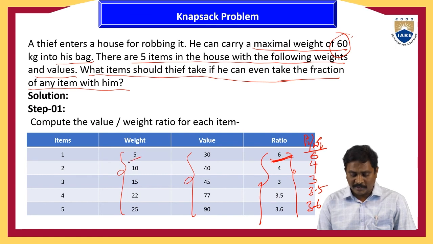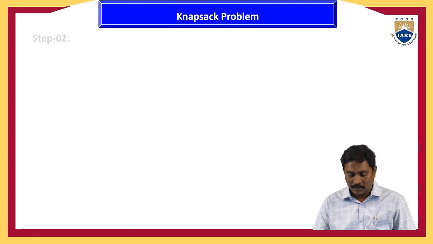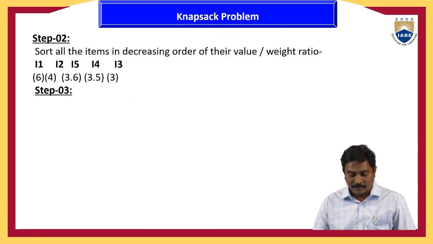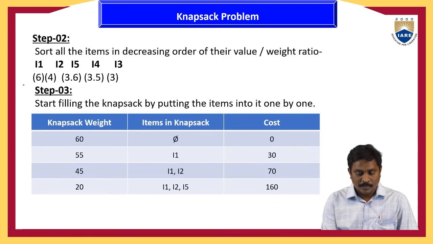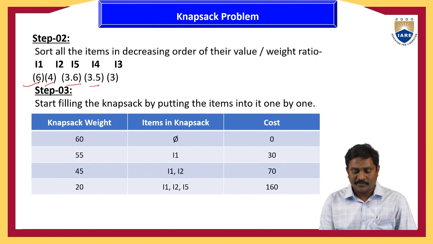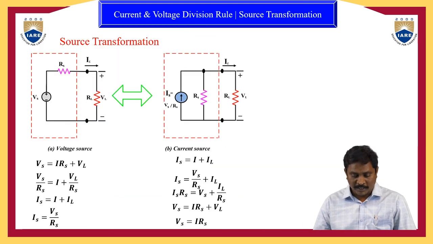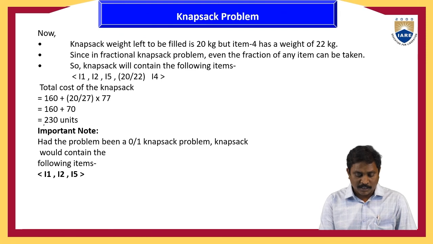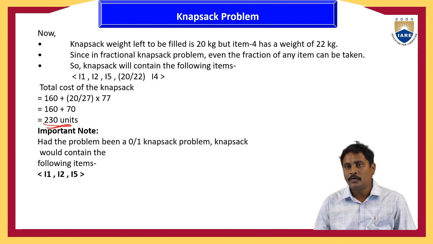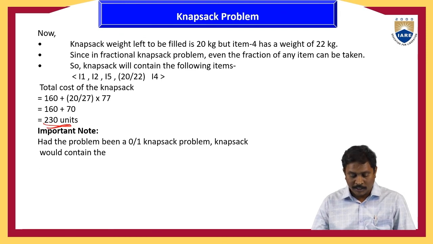The weight value corresponding to 6 is 5. We insert 5, as 5 is less than 60. Yes, we insert that one. So like that we insert all those values. First I1 is inserted, next I2, next I5, next I4, and finally I3. There is no chance to insert it, so that value is 0. So after inserting all those elements, we get 230 units. We already discussed that.